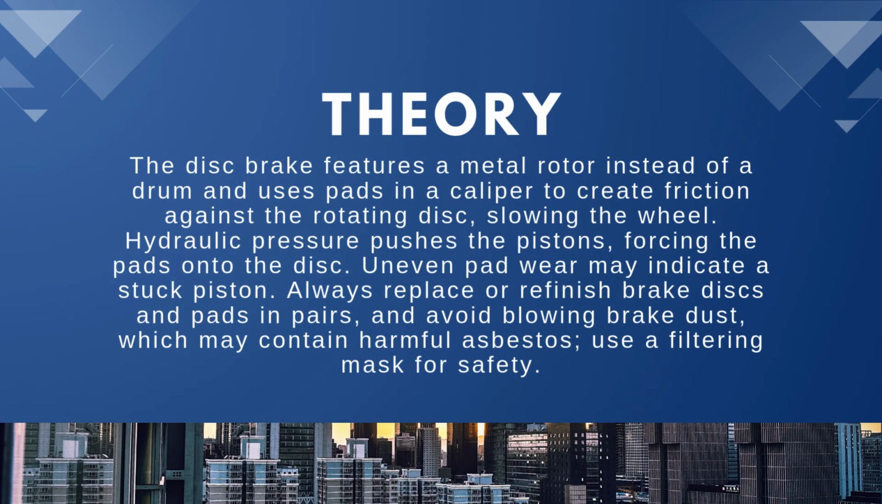The first part, theory. The disc brake features a metal rotor instead of a drum and uses pads in the caliper to create friction against the rotating disc, slowing the wheel. Hydraulic pressure pushes the pistons, forcing the pads onto the disc. Uneven pathway may indicate a stuck piston.